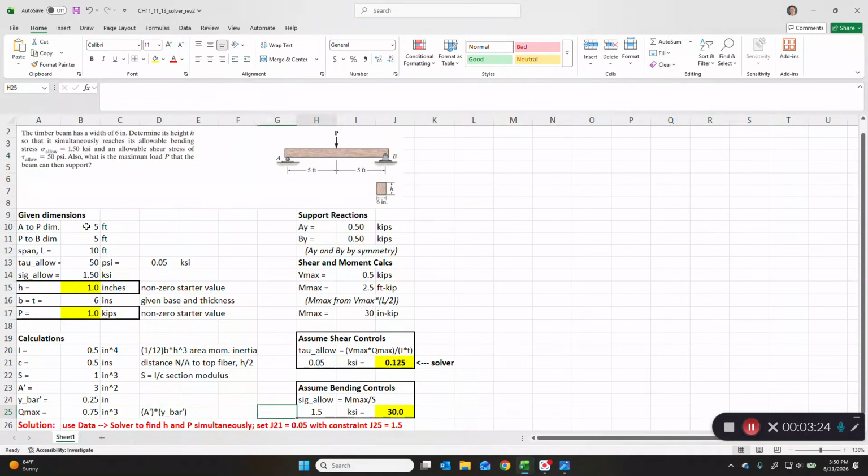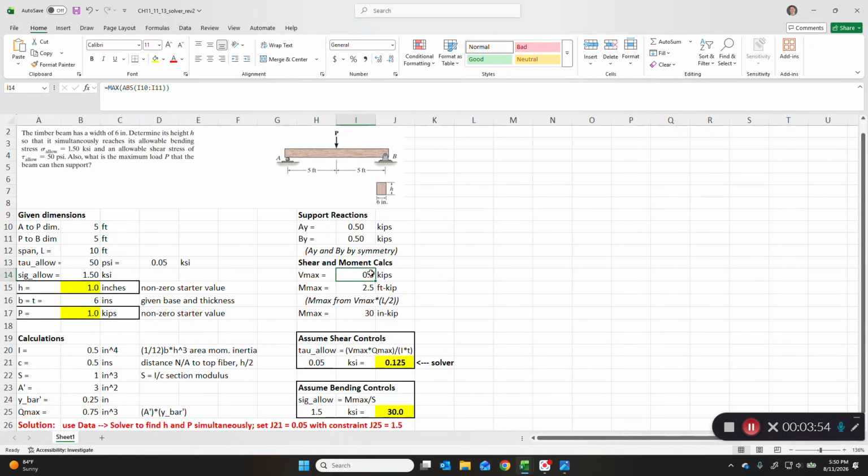All right, let's skip over to our support reactions. If P is 1 and it's symmetrical, then it stands to reason that AY and BY would be 1/2 kip each. Likewise, if we were to call P 2 kips, those support reactions would both be 1 kip. So we're going to keep it at 1. By symmetry, it would be 1/2 of the load at each of the supports. So then we need our Vmax and Mmax.